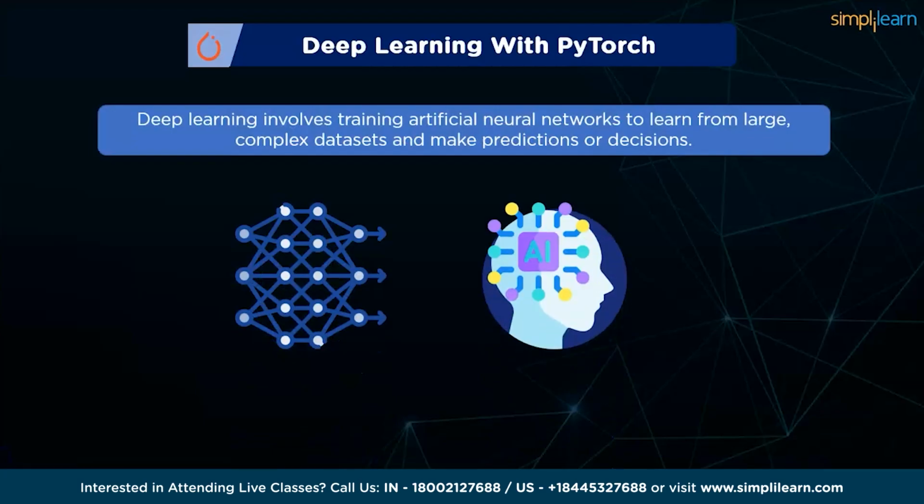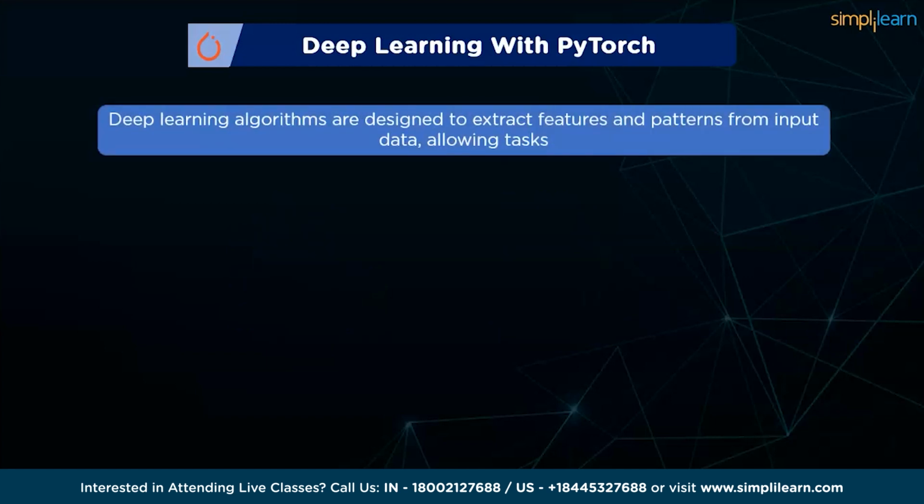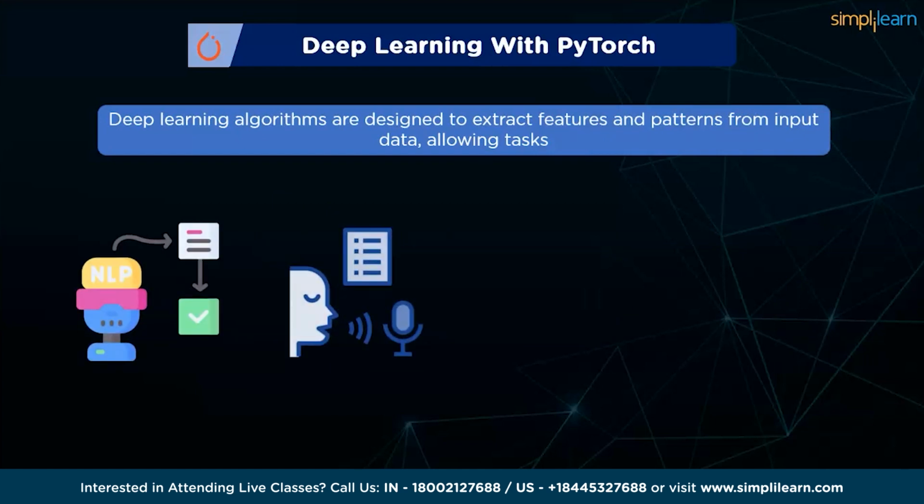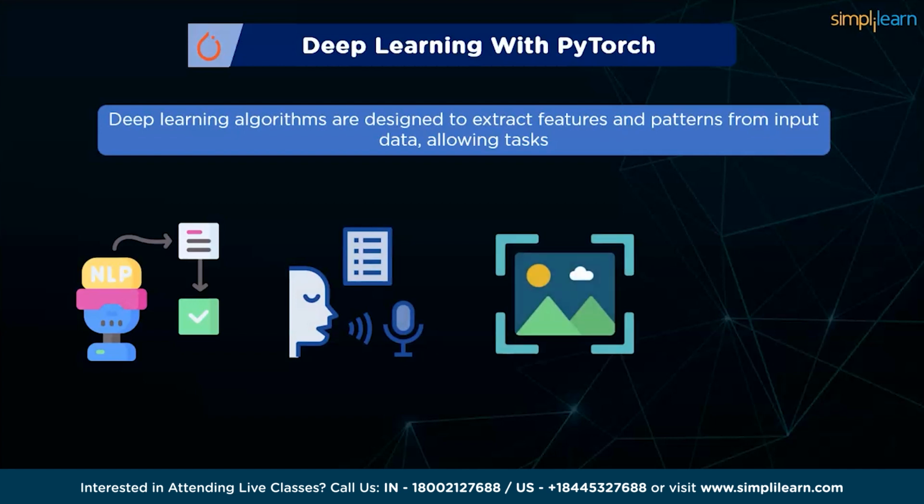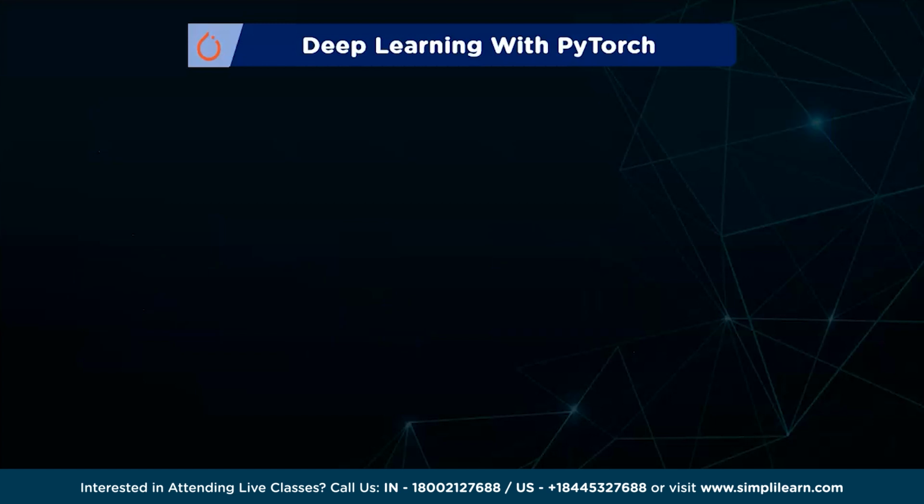Deep learning involves training artificial neural networks to learn from large, complex data sets and make predictions or decisions. Deep learning algorithms are designed to extract features and patterns from the input data, allowing tasks such as prediction, natural language processing, and image and speech recognition to be performed.